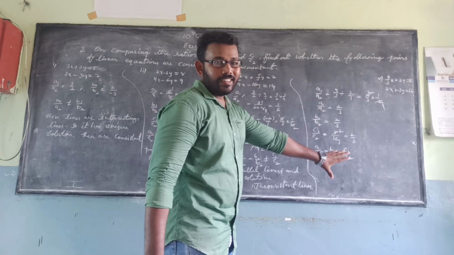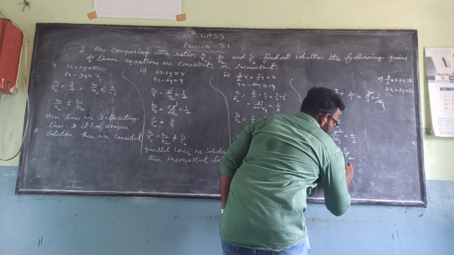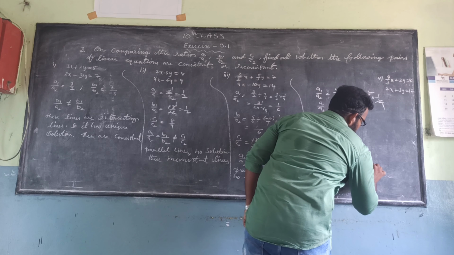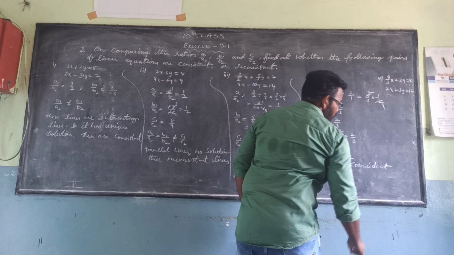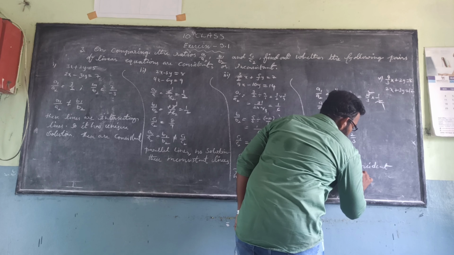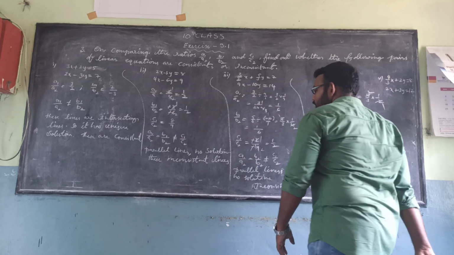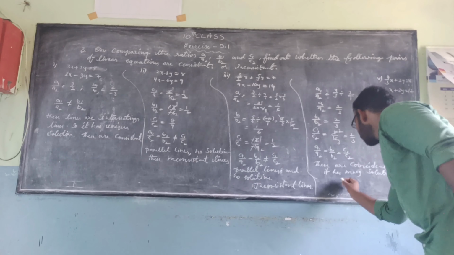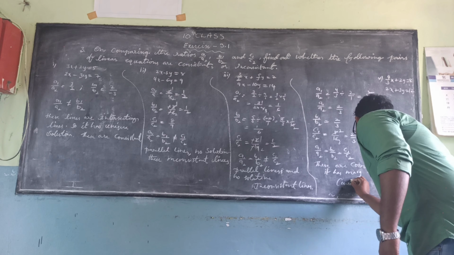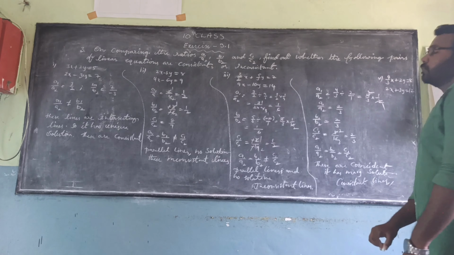So these lines are called coincident lines. It has many solutions. So these are called consistent lines. That's it.